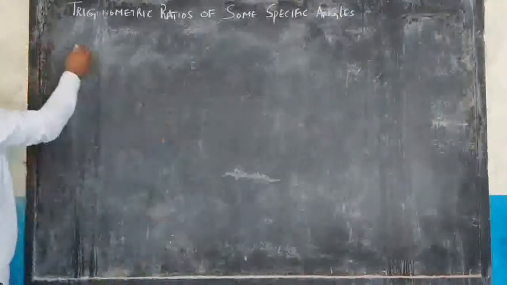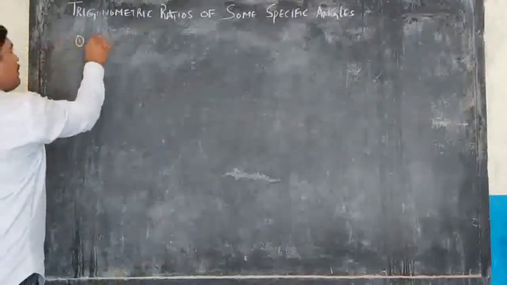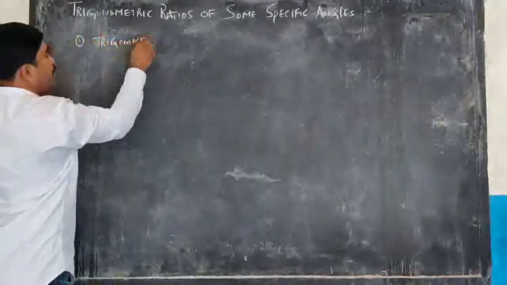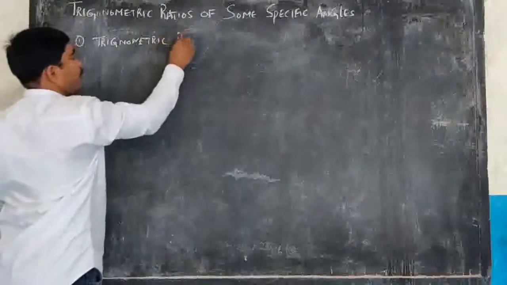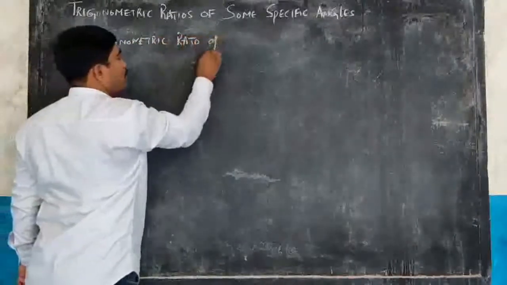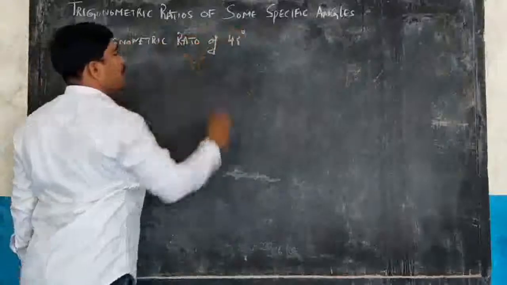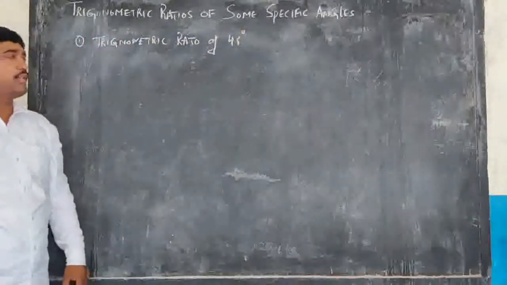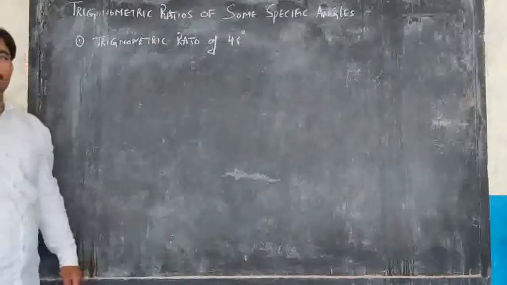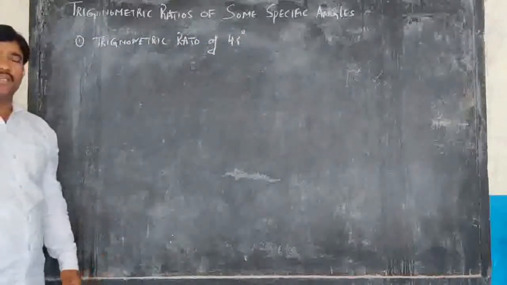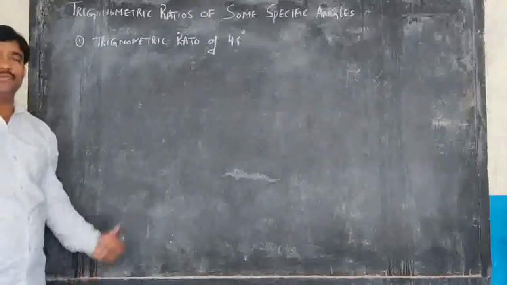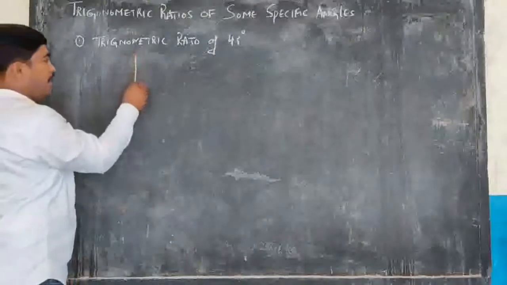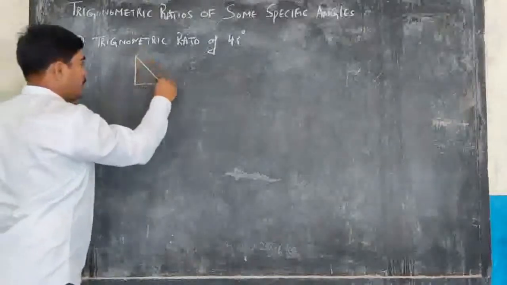First we will find the trigonometric ratios of 45 degrees. How to find this? We know that in trigonometry we generally use the right angle triangle to solve problems. First I will consider a right angle triangle.